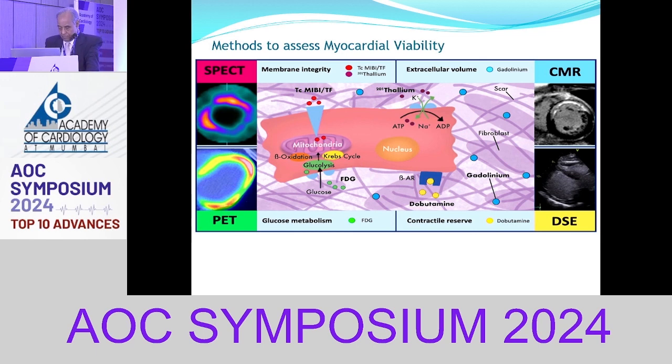Dobutamine echocardiography, SPECT, PET, which assesses the glucose metabolism, SPECT, which assesses the membrane integrity, and the CMR, which is the current favorite, where we assess the scar as well as the gadolinium enhancement.